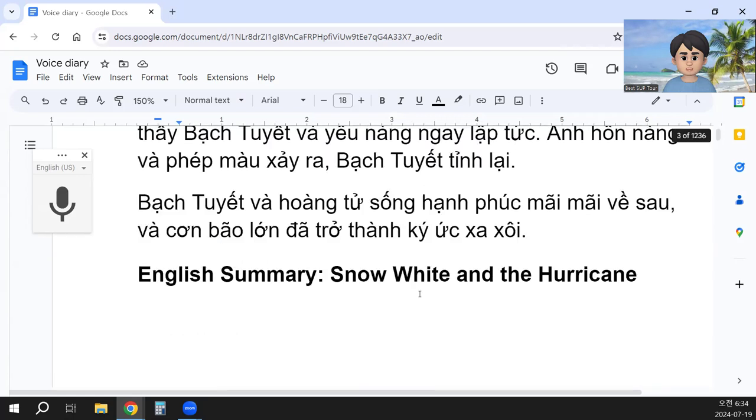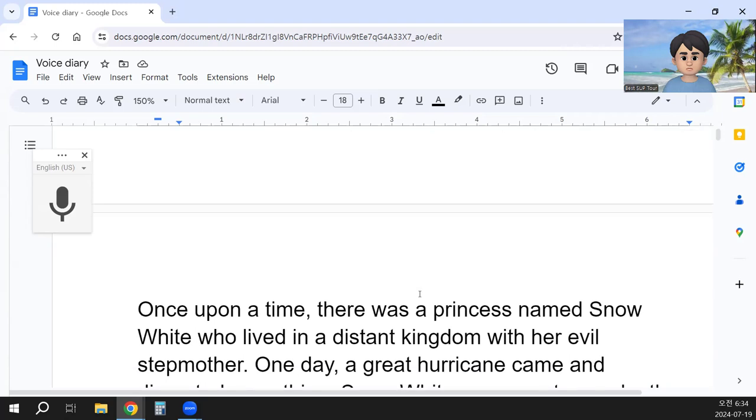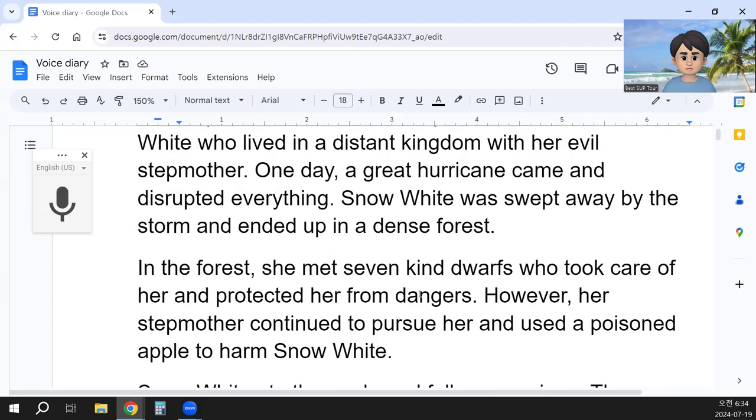Once upon a time, there was a princess named Snow White who lived in a distant kingdom with her evil stepmother. One day, a great hurricane came and disrupted everything. Snow White was swept away by the storm and ended up in a dense forest. In the forest, she met seven kind dwarfs who took care of her and protected her from dangers.